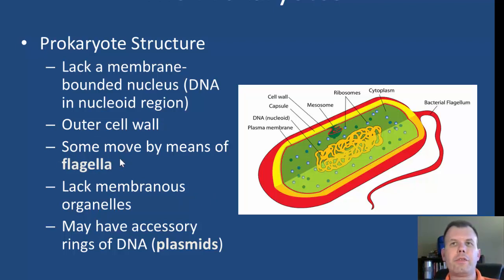Some move by flagella, some have pili, some have fimbriae, depending, but not all bacteria move or get around. Some stay stationary, like Staphylococcus, where they stay where they are and move by dust and other things like that. They all lack membranous organelles, so they don't have any of the little machines inside. And many have these rings of plasmids.